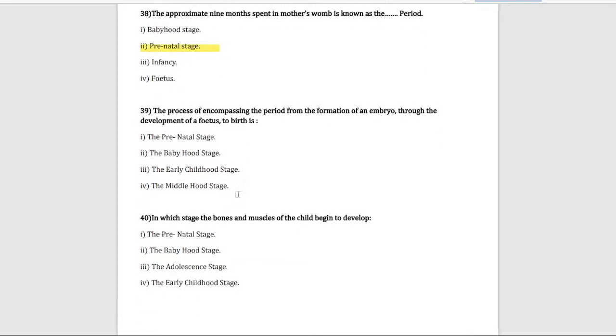Question number 39. The process of encompassing the period from the formation of an embryo through the development of a fetus to birth is dash. First, prenatal stage. Second, the babyhood stage. Third, the early childhood stage. Fourth, the middlehood stage. And the correct answer for question number 39 is the prenatal stage.